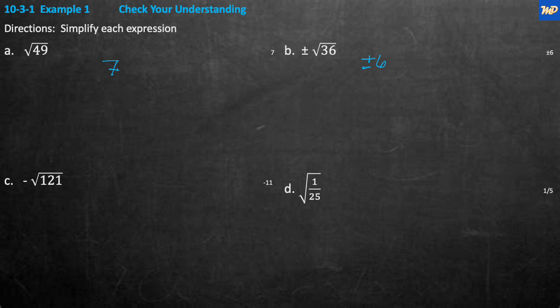Okay? How about, what is the negative square root of 121? Well, what times itself gives you 121? The answer is 11. 11 times 11 is 121. And it's negative, so it's negative 11. And finally, on D, the square root of 1/25 is what? The square root of 1/25 is the square root of 1 over the square root of 25. The square root of 1 is 1. The square root of 25 is 5. The answer is 1/5.